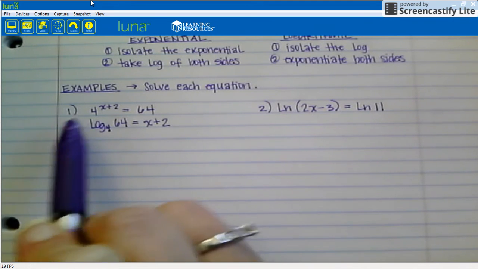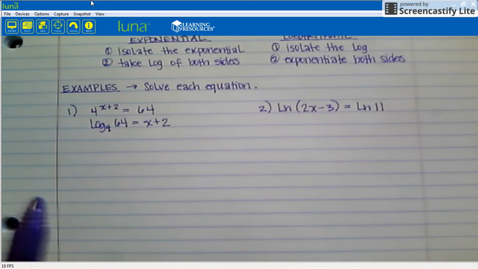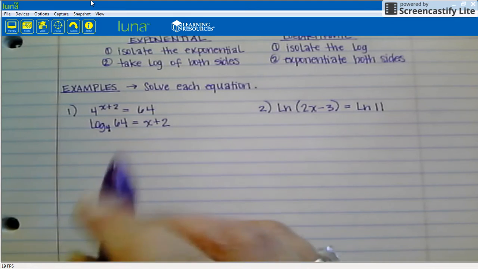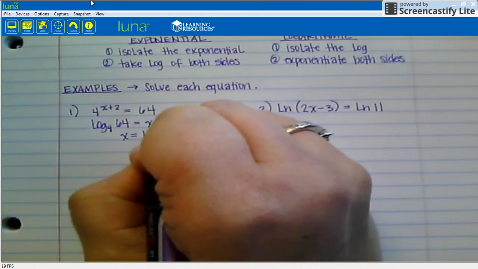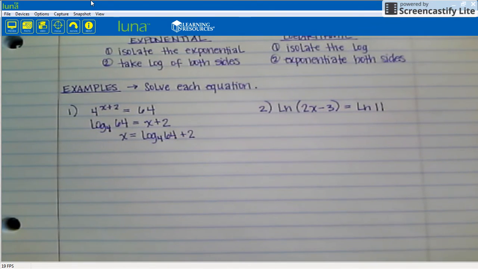Because if I take the log base 4 of 4 to the x plus 2 power, that's just going to give me x plus 2 anyway. And then once I'm here, all I have to do is solve it. So I have x is equal to log base 4 of 64 plus 2. Now, this is the part at which you have to use your calculator.